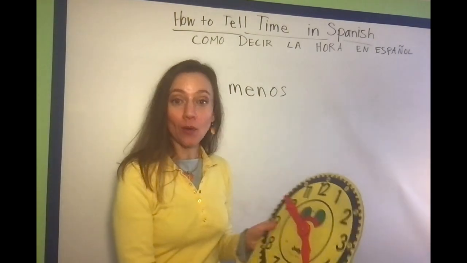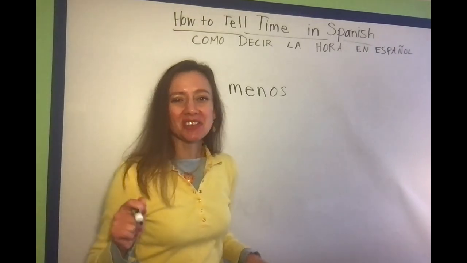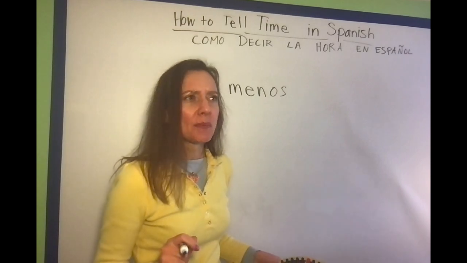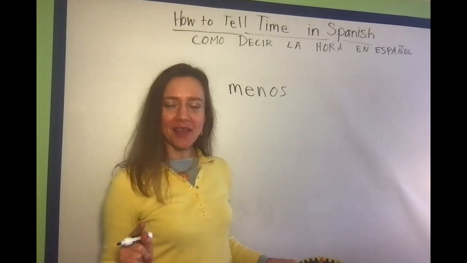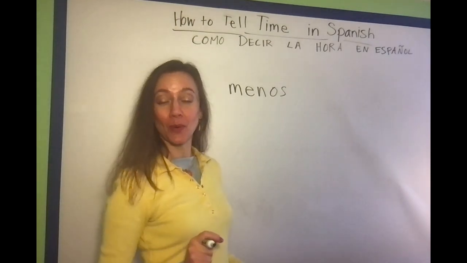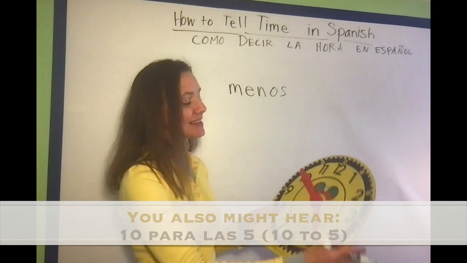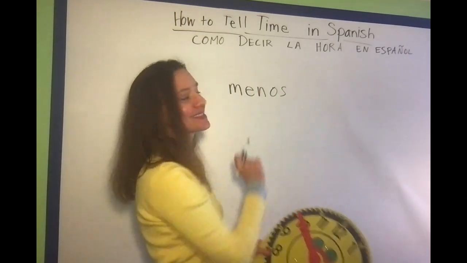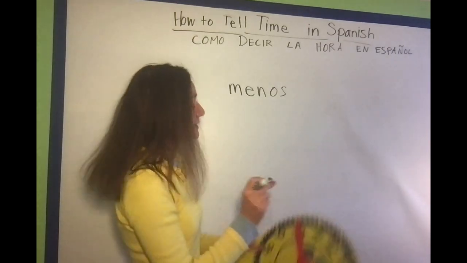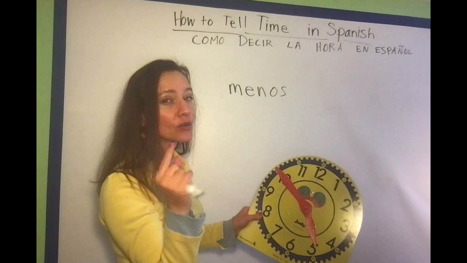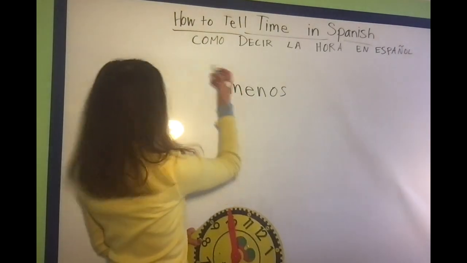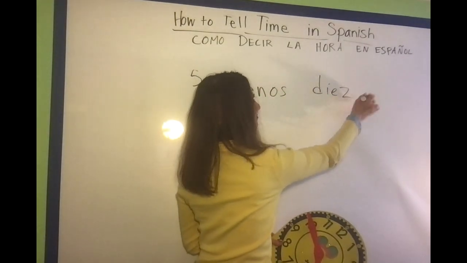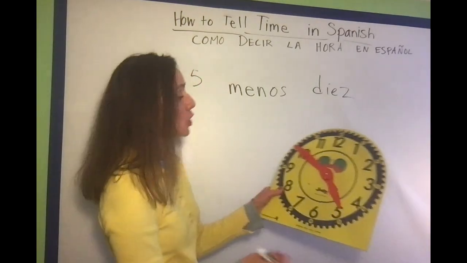So let's pretend it's 4:50. But instead of saying son las 4:50, you're like, I don't remember how to say 50, but I do know how to say 10, and I know how to say 5. Then you can use this beautiful word menos, and you can say it is 10 to 5 by basically saying it's 5 o'clock minus 10 minutes. So all you would do, since we're saying 5, are you going to use es la or son las? Good job, son las. So you would say son las 5 menos 10. That's it.